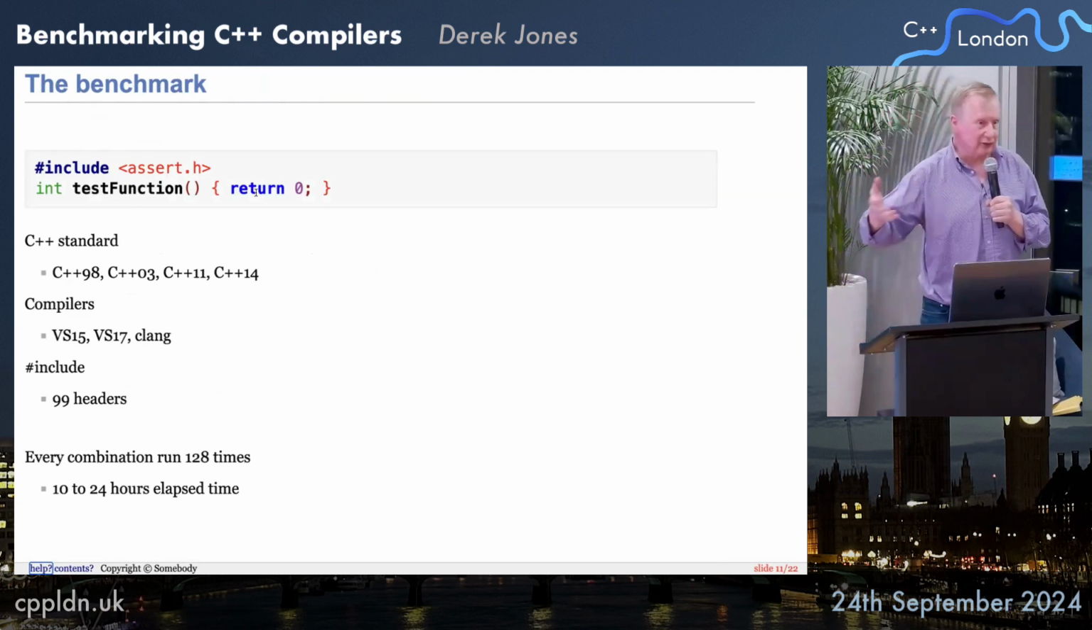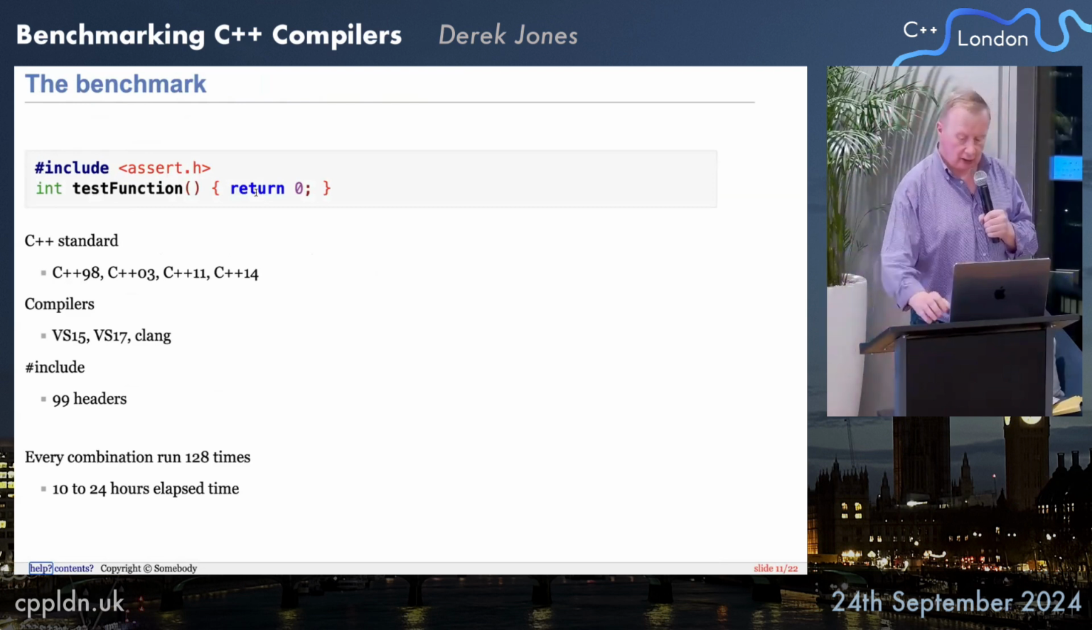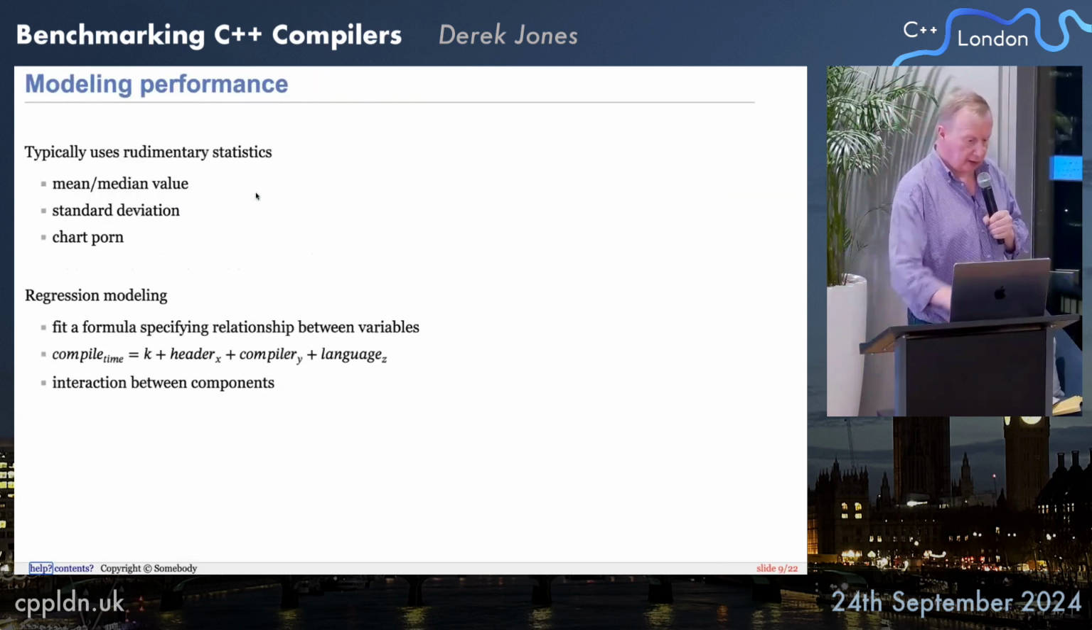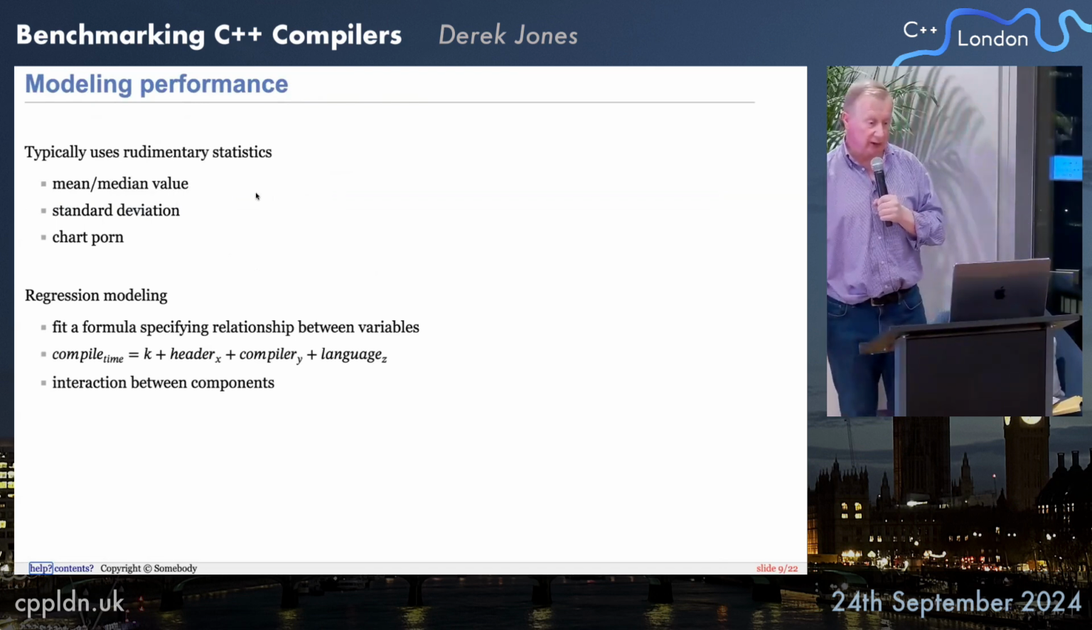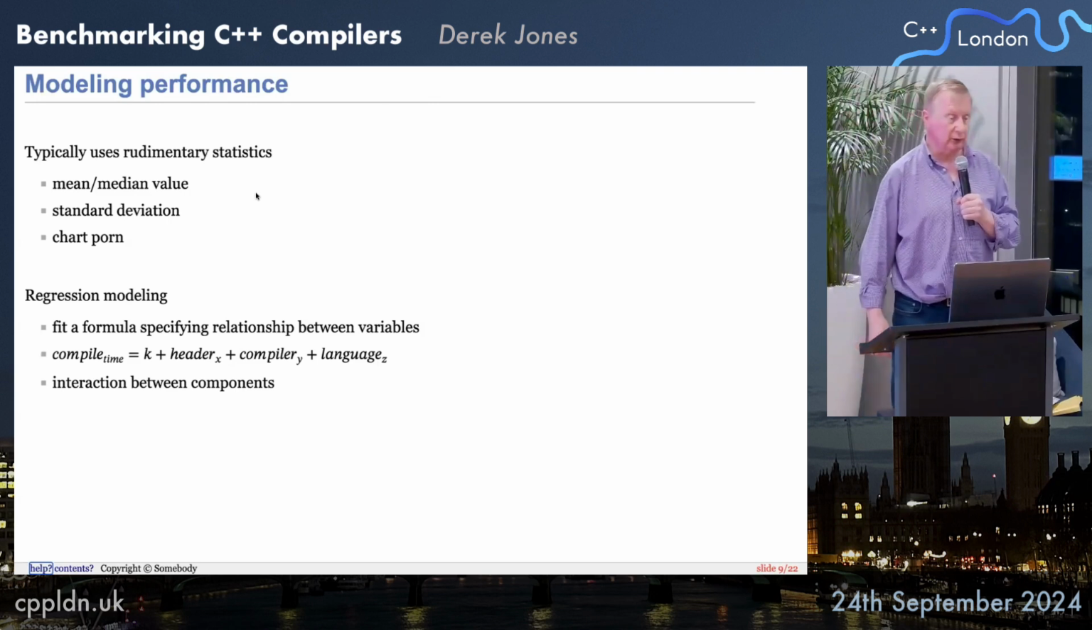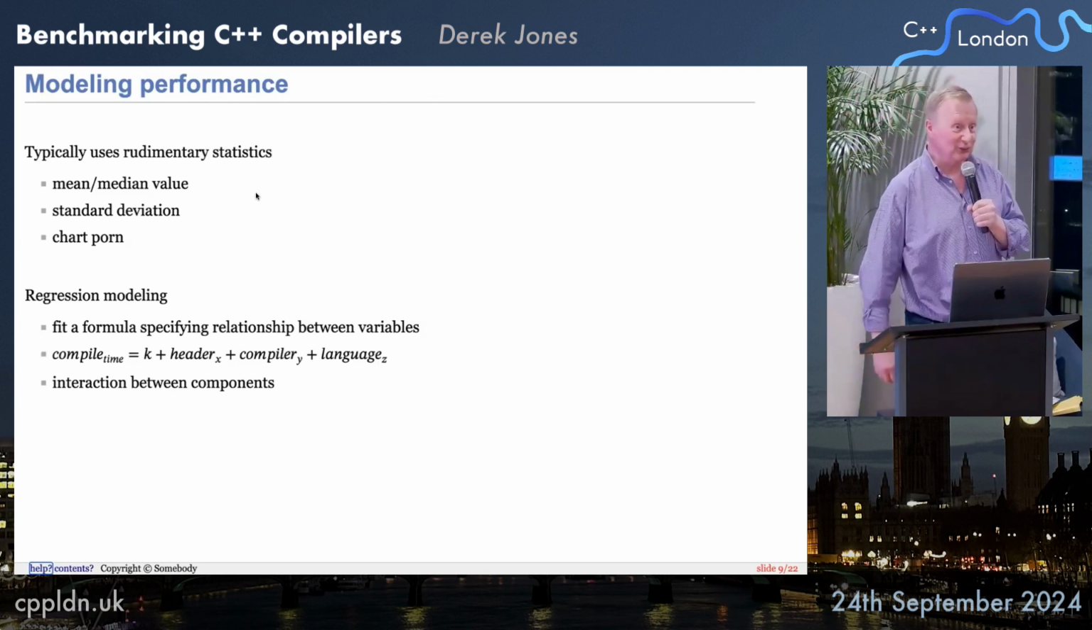So this is how to do it. How to run the benchmark. Unfortunately, he did the typical rudimentary statistics approach, and then I came along and did the regression modeling approach. But now, of course, you now know that you should do regression modeling, and regression modeling will allow you to extract a lot more data. Everybody nod. Yeah, good. Well done.